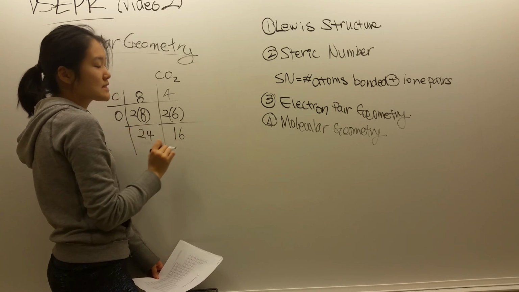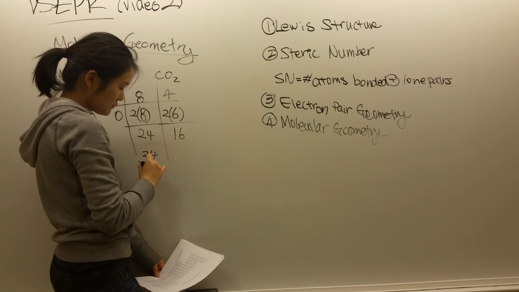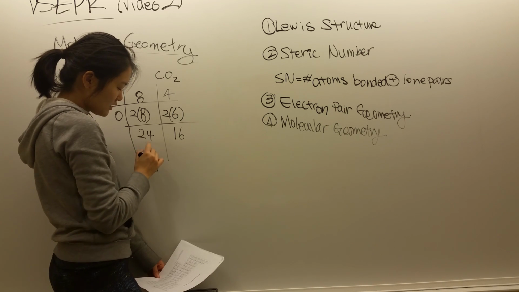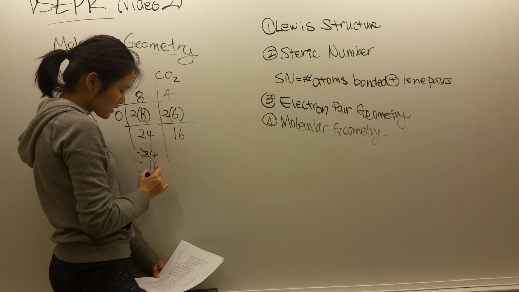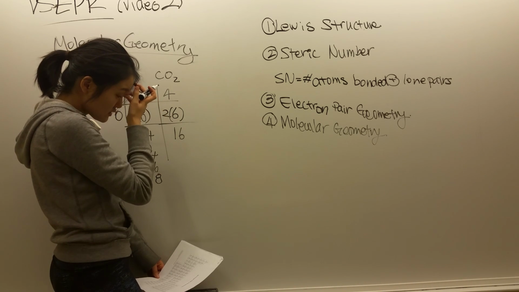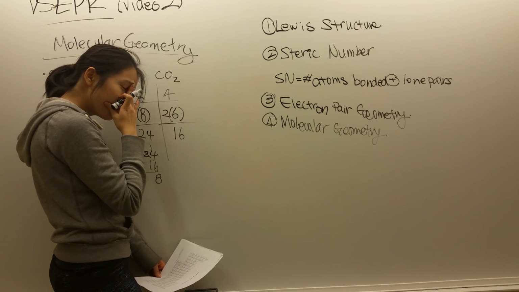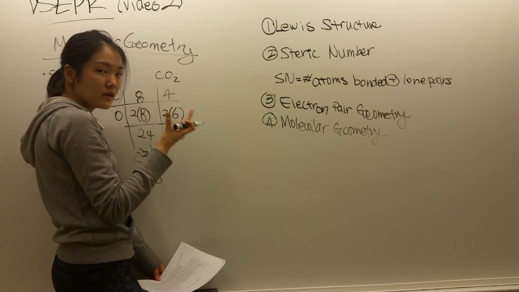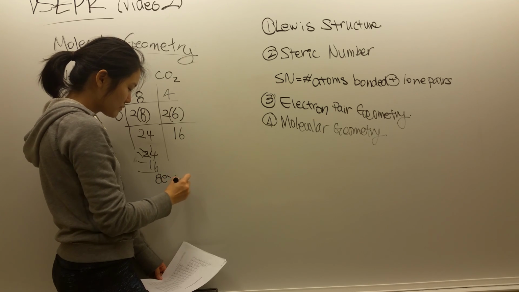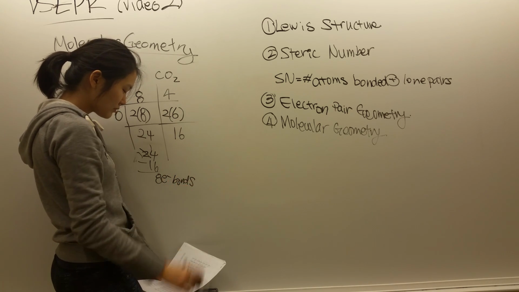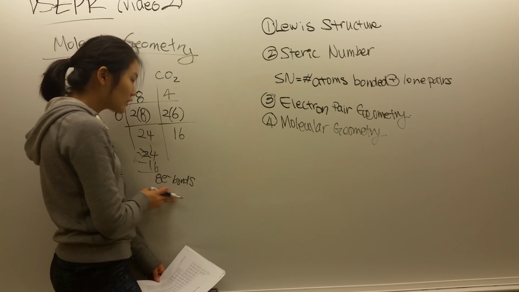So in order for everyone to be satisfied, we're going to have to find the difference between these two, right? So we're going to have to look at our budget. 24 minus 16, carry over, this is going to be 8. So we're going to have 8 electrons between all of the atoms, 8 electrons in bonds.